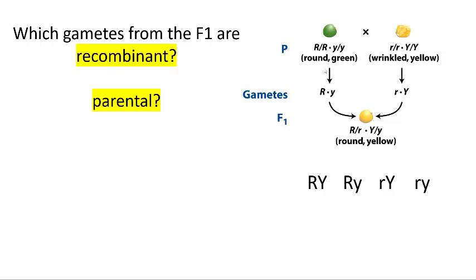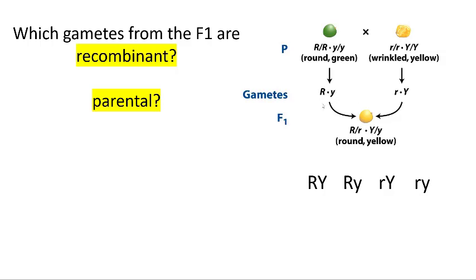This is going back to the cross we talked about earlier. In this particular case, we had a parent that had one dominant allele and one recessive allele, and this was a true breeding individual. So they make a gamete with big R and little y. And the other parent is little r with big Y. And when you make a dihybrid in this cross, the recombinant and the parental gametes are different.